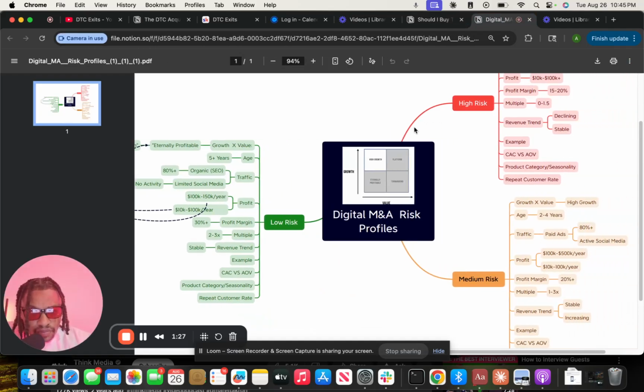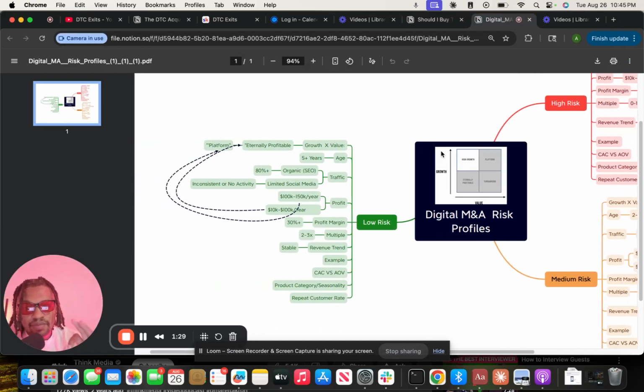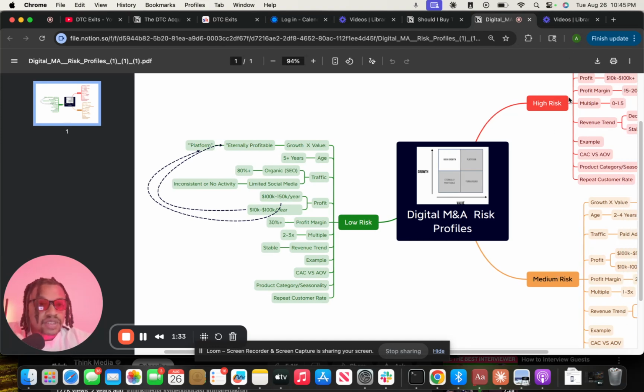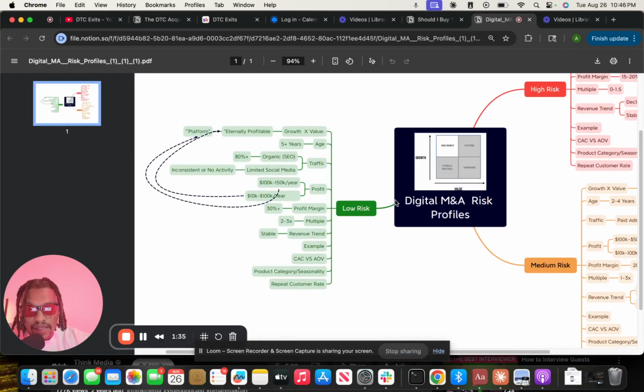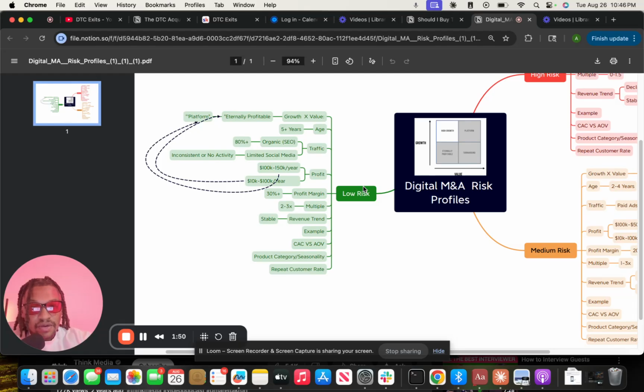So, we're going to go over three buckets. We have our low risk, our medium risk, and our high risk buckets. Essentially, when you're looking at an online business for sale, you can use this method to quickly filter out what's an opportunity that's worth you spending your time on, or what's something that you should just go ahead and cross off the list and not waste any time.